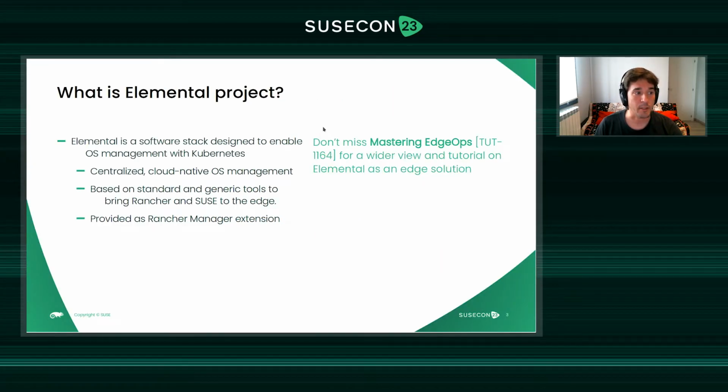So what is the Elemental project? Generally, we like to say that Elemental is a software stack designed to enable OS management within Kubernetes. Hence, it provides a centralized and cloud-native OS management solution, and it is based on standard and generic tools to bring Rancher and SUSE to the edge. I like to reinforce here that it is based on standard and generic tools. We are not reinventing the wheel, we are just using widely adopted and established utilities and Linux projects. We're just providing a procedure on how to build a Linux OS and how to manage it within Kubernetes.